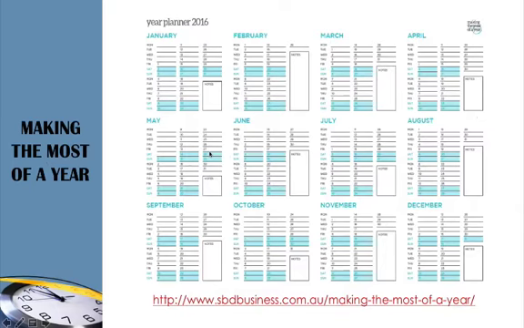But the reason for doing this is you can then go and take this year planner, which we used in the Making the Most of the Year, and there's the link to the webinar down the bottom. But if you go to sbdbusiness.com.au or horticulturenextgeneration.com.au and click on webinars, you'll see there's a Making the Most of the Year webinar there, and you can actually participate in that webinar, download the workbook, which has got this planner in it.